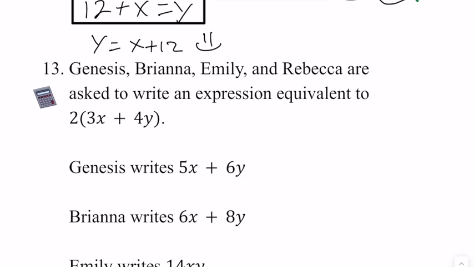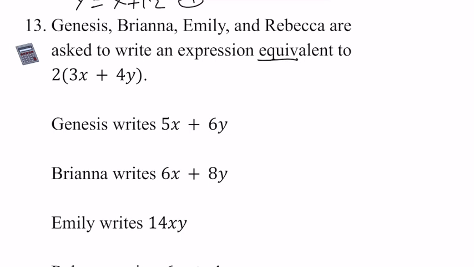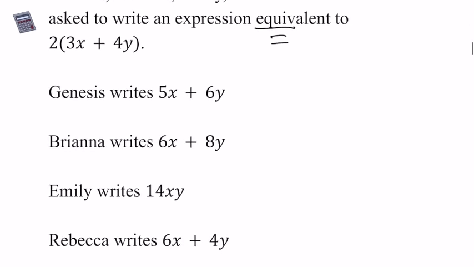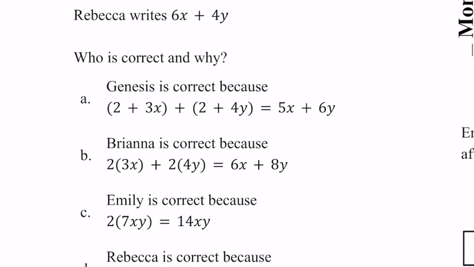So Genesis, Brianna, Emily, and Rebecca are asked to write an expression equivalent to 2 parentheses 3x plus 4y close parentheses. So Genesis wrote that, Brianna writes that, Emily writes that, Rebecca writes that. Who is correct? Okay, so here's the nice thing about this. We are playing teacher. And I love these types of questions, right? Because your job is to find the mistake, if there is any. And here's the thing, who is correct? That means one person for sure is correct.